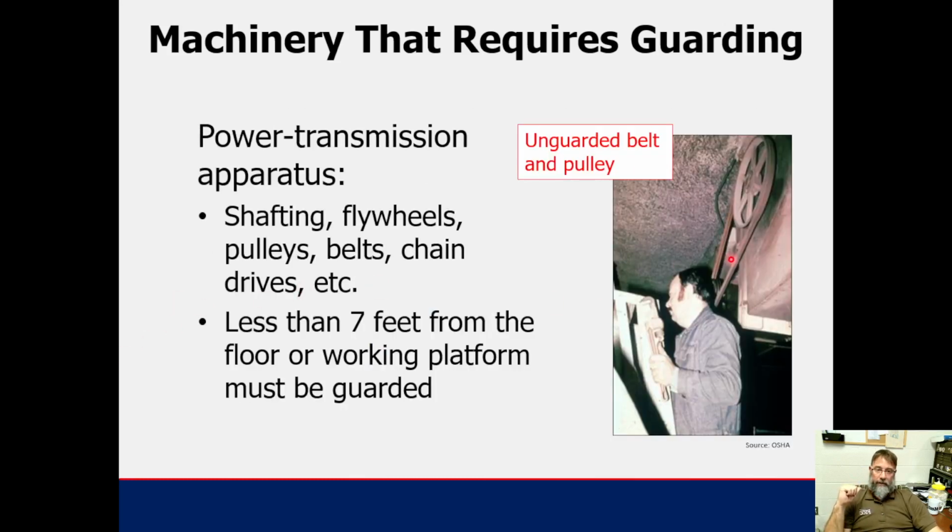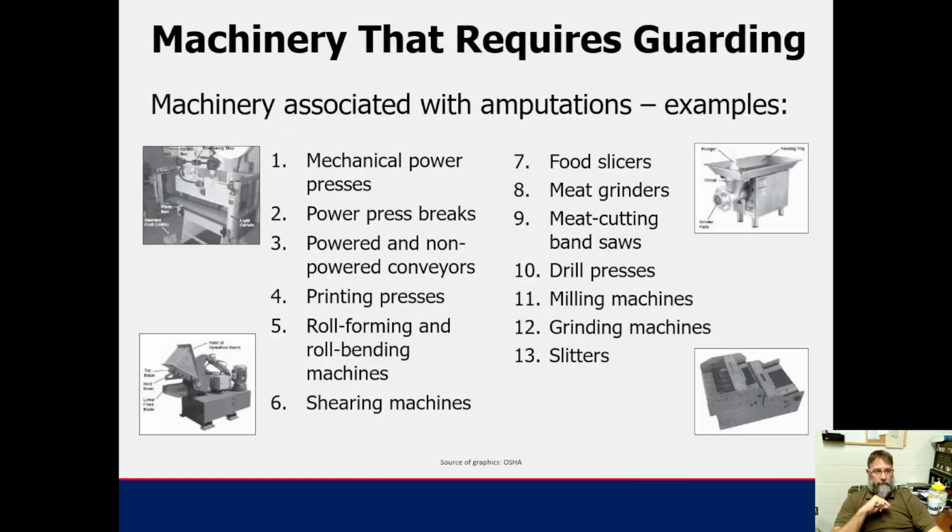This is obviously very unsafe. This is an unguarded belt and pulley, and his head is literally right next to that. If that were to turn on for whatever reason, it could be very serious. So these things need guarding. It says right here, if they are less than 7 feet from the floor or a working platform, they must be guarded. So if they're up in the air, where there's no risk of anybody going near it, then it doesn't need to be guarded. But anything that anybody can get access to within 7 feet needs to have guarding around it.